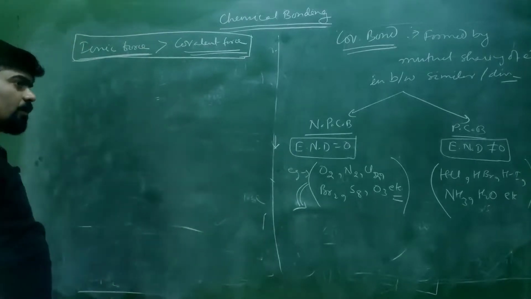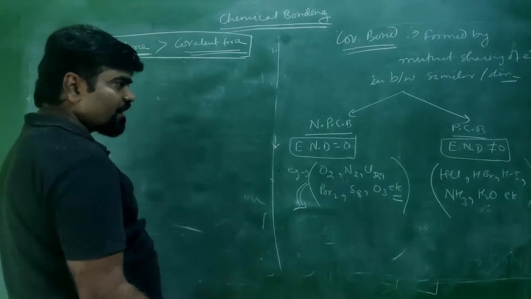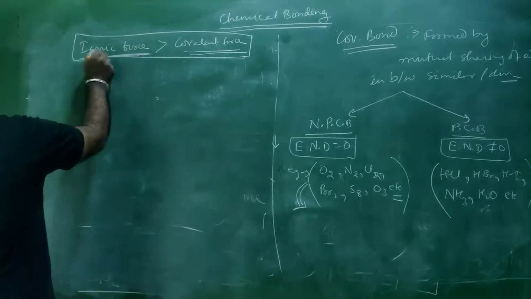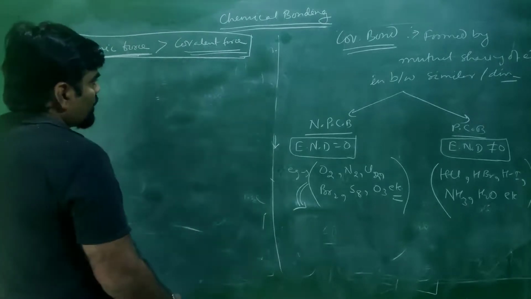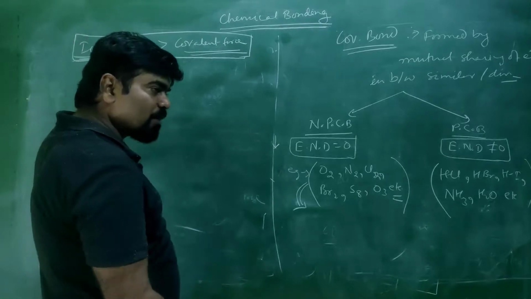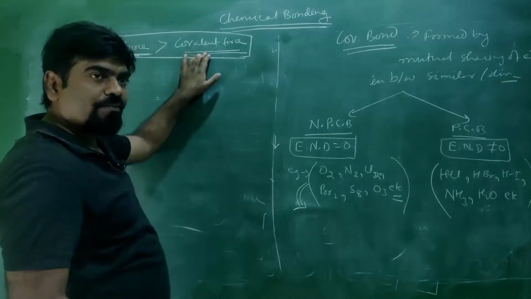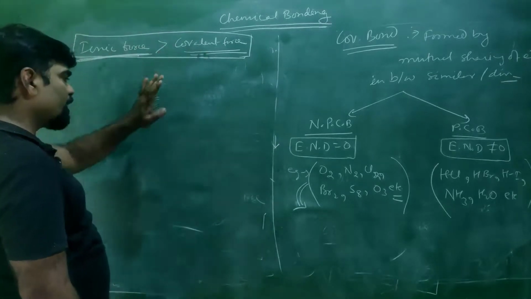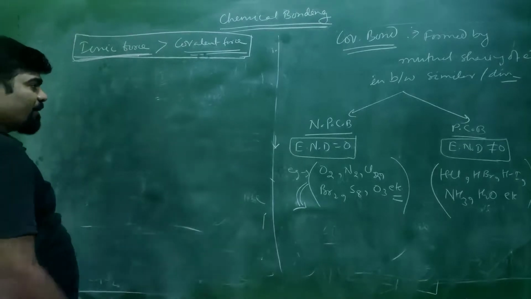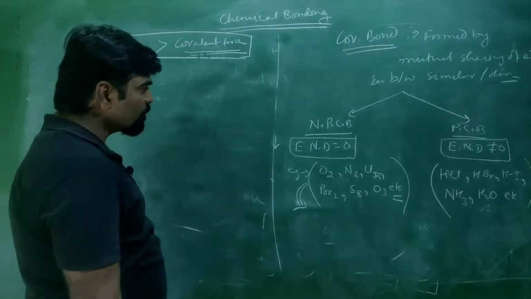Covalent bond is non-polar and directional in nature. Ionic bond is polar and non-directional in nature. Ionic compounds dissolve in water. Covalent compounds remain insoluble in water but are soluble in organic solvents. Many other factors can be explained about this.